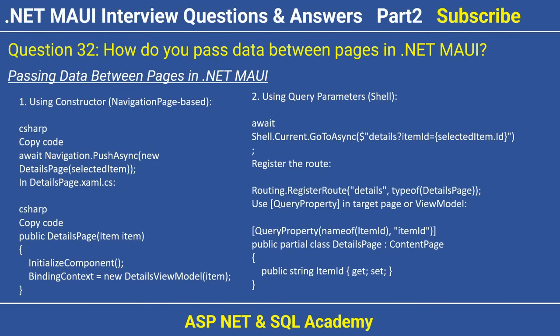With Shell, use URI-based navigation and query parameters as in the example. Then, in the destination page or view model, use the QueryProperty attribute to bind the parameter. This keeps the app structure clean and supports deep linking in Shell-based navigation.